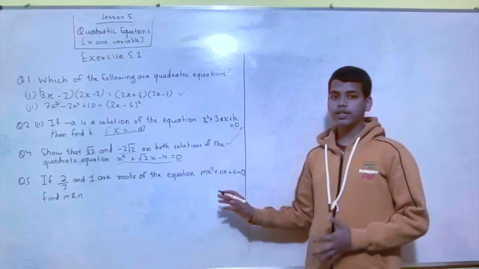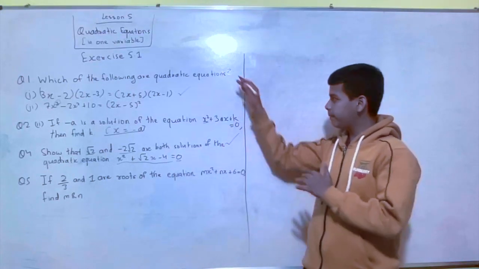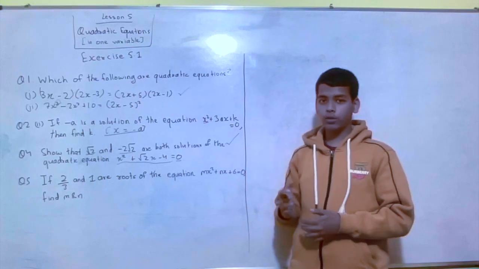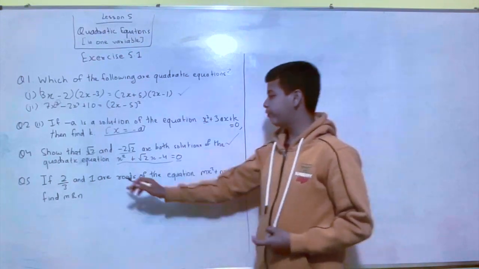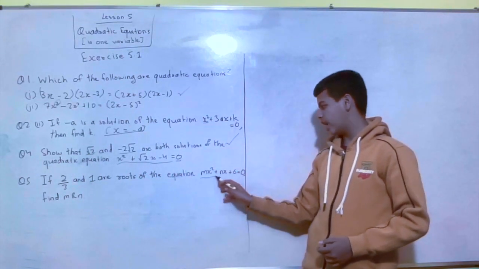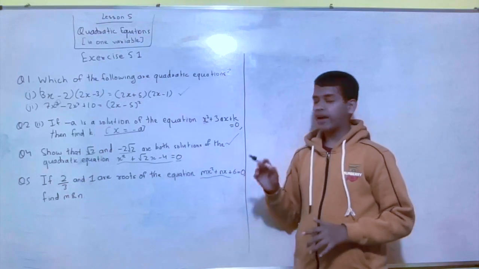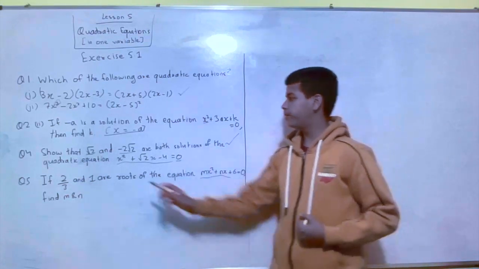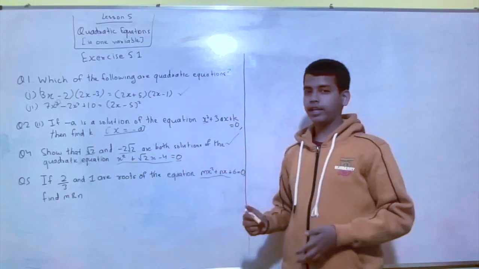Now, this question is a little bit tricky. We have been doing the really basic ones. Now we are going to go to a little more advanced questions. In this question you have that if 2 by 3 and 1 are roots of this quadratic equation mx square plus nx plus 6 is equal to 0, then find m and n. Now here it is the same thing as the one above, just there is a little difference which I will tell you later on.